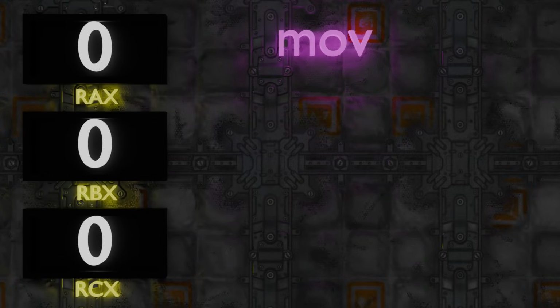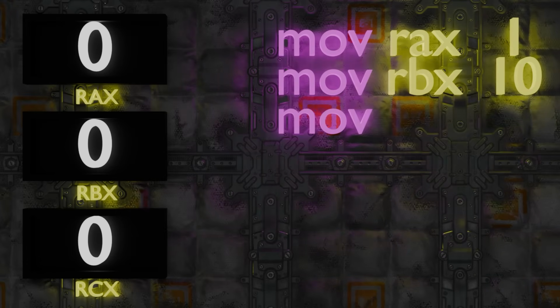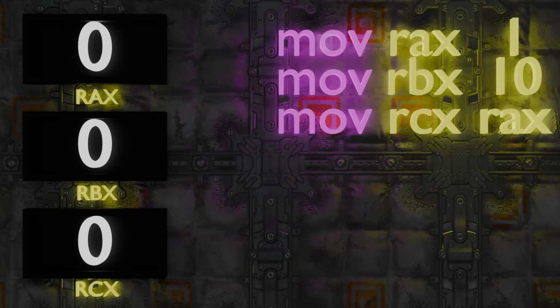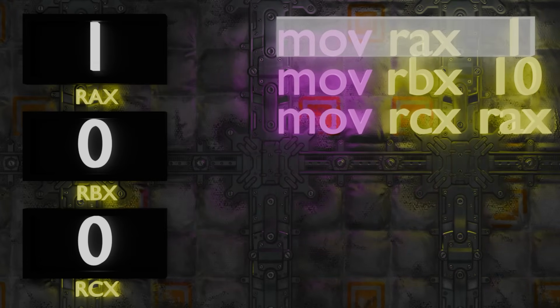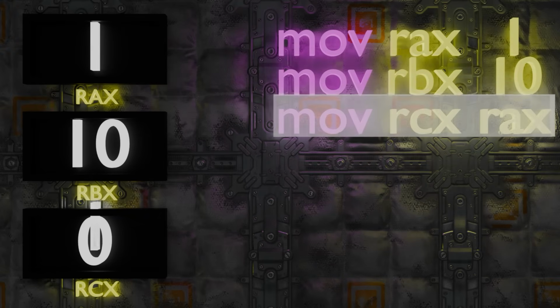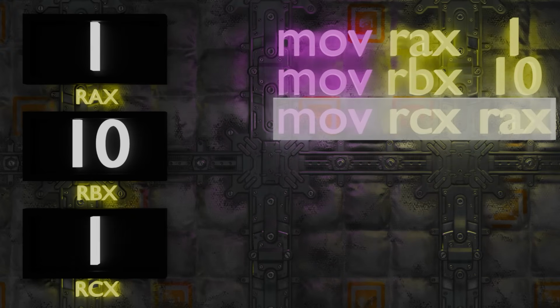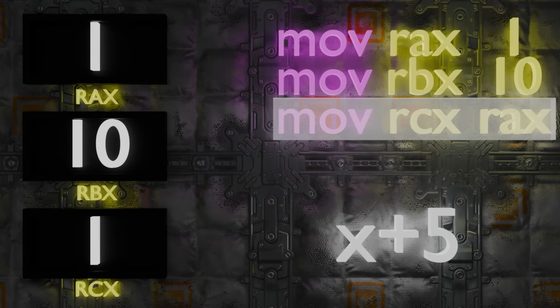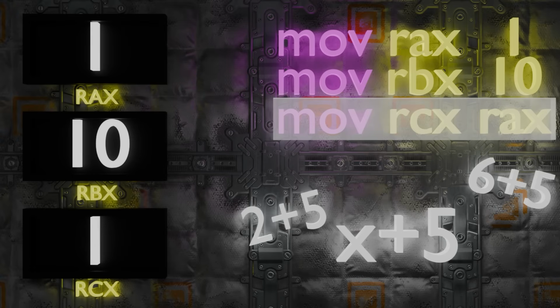If we write a piece of code that looks like this, then what this code effectively does is first, it moves number 1 into the register A. Then the second line moves the number 10 into the B register. Then the breakthrough. Third line moves the value from register A into register C. Now, the reason why the third line is such a breakthrough is because that's the kind of line that lets us do something like x plus 5 instead of 2 plus 5 or 6 plus 5. So basically a code that works depending on the circumstances, not with any hard-coded value.